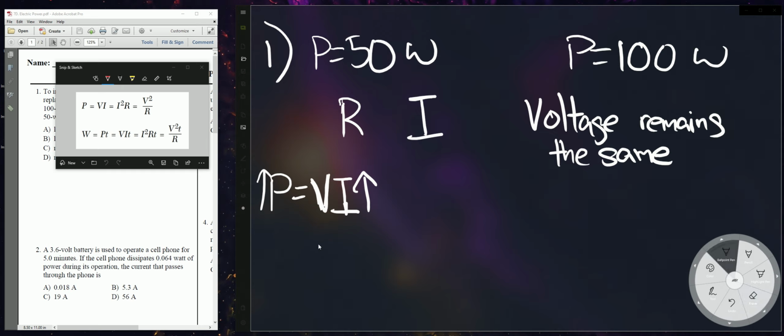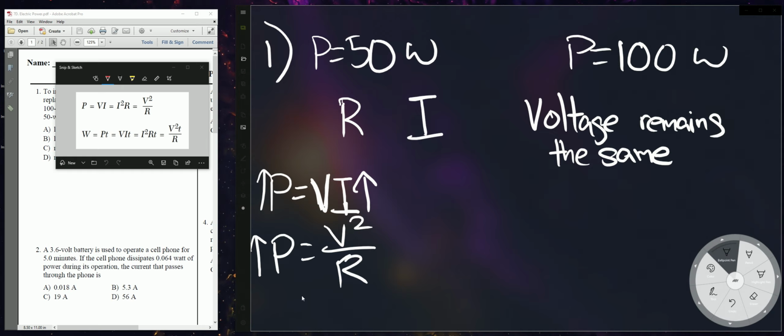Now, let's take a look at power. Power is I squared over R. Okay, so if you increase your power, actually, hold on, this is the wrong formula. Let's take a look at this other formula. V squared over R. If you increase your power on this side, and if voltage stays the same, what must happen to the bottom?